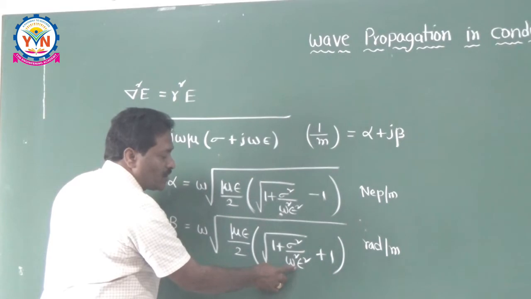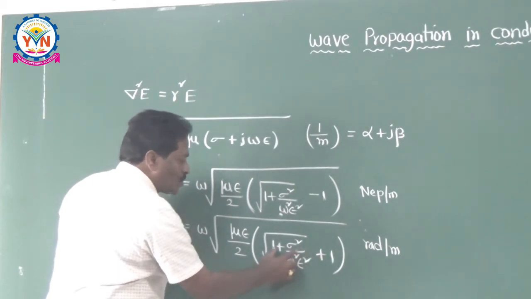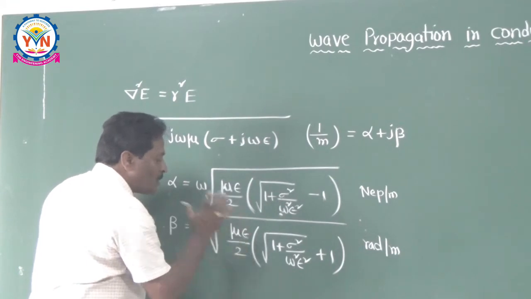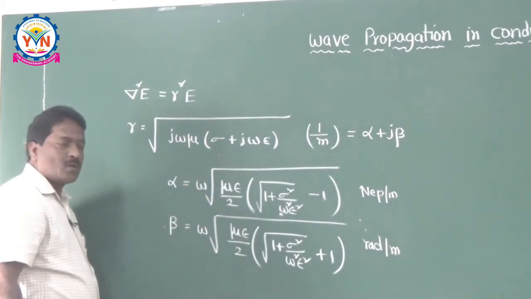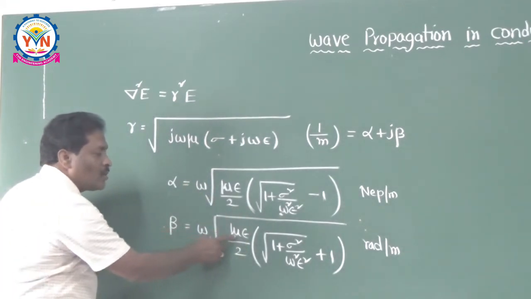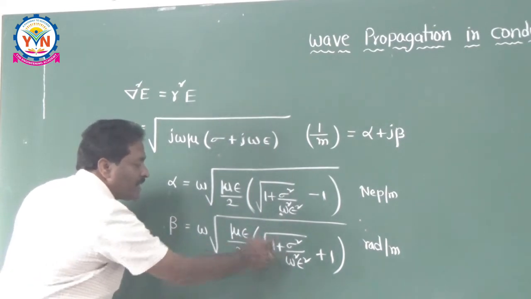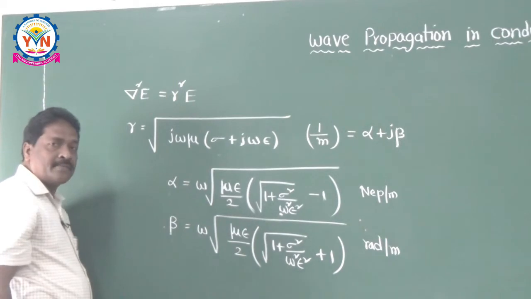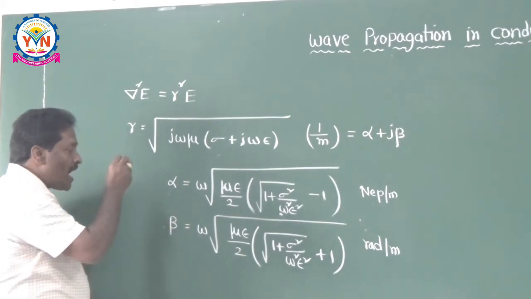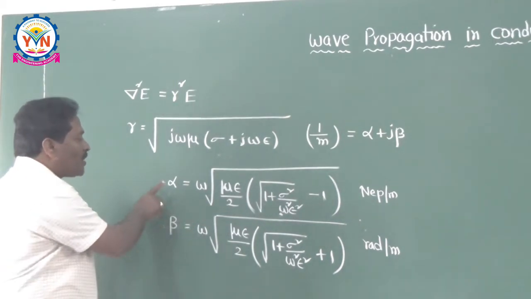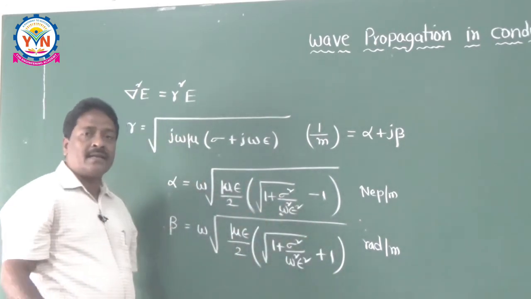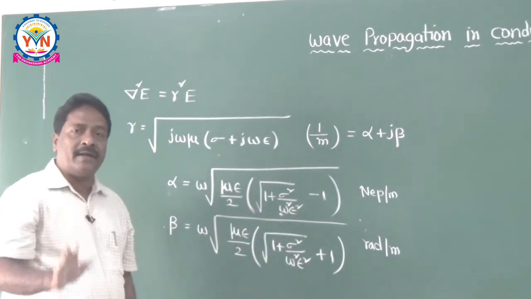0 by anything is 0, root of 1 plus 1 is root 2, so this is equal to omega root mu epsilon. So beta is equal to omega root mu epsilon, because the 2 and 2 cancel here, which is the known equation for free space. I would like to tell you, if you remember the generalized equations for alpha and beta, then they can be applied for any type of medium.